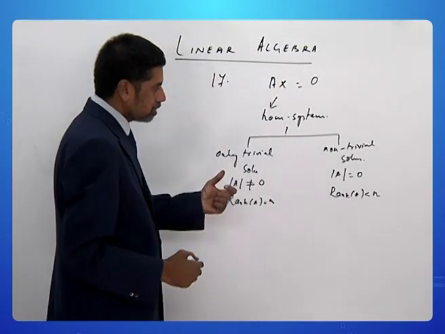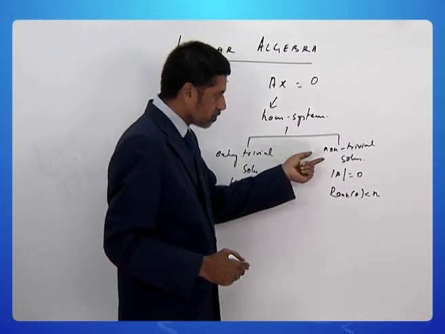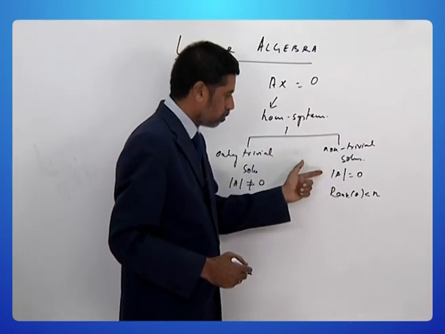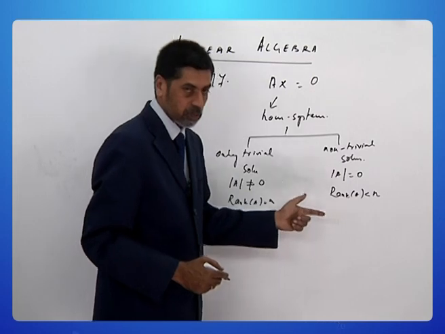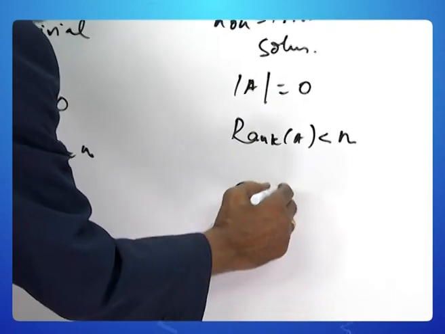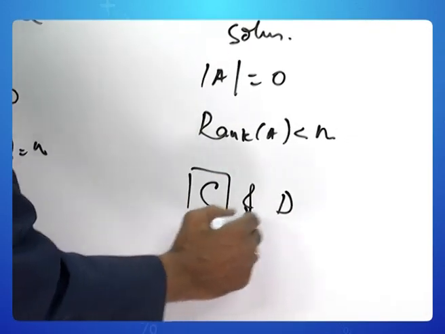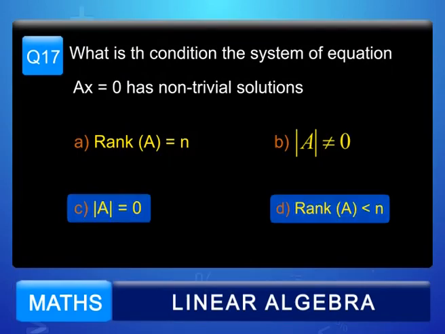Now in this question, we are supposed to give the conditions for the existence of non-trivial solutions. Both of them are correct. Both are seen in the options. So you can see C as well as D are the options for this problem. It's a fundamental question on which numerical problems can be set.